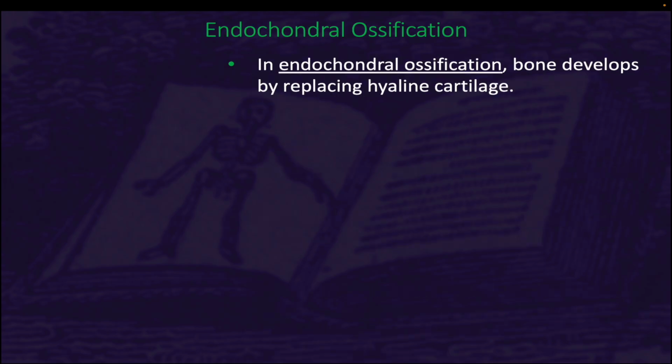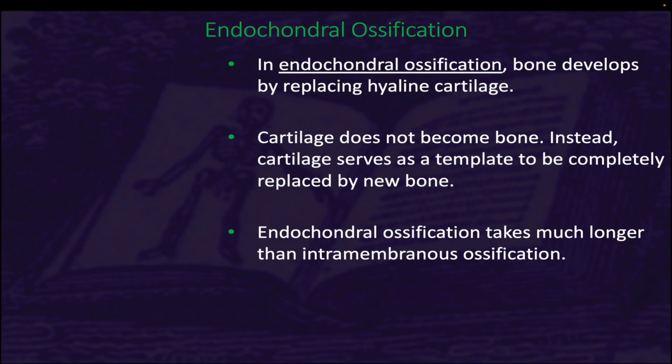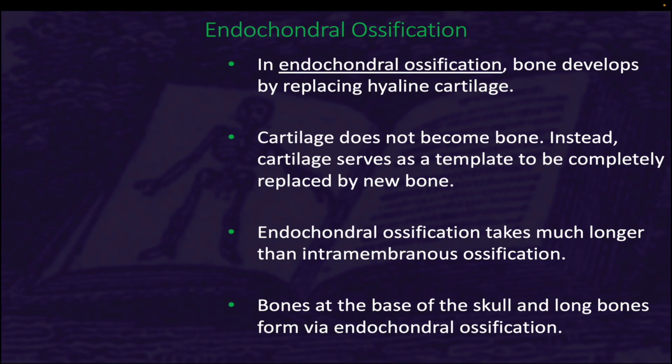In endochondral ossification, bone develops by replacing hyaline cartilage. Cartilage does not become bone. Instead, cartilage serves as a template to be completely replaced by new bone. Endochondral ossification takes much longer than intramembranous ossification. Bones at the base of the skull and long bones form via endochondral ossification.